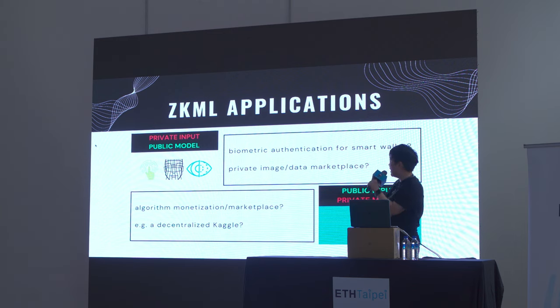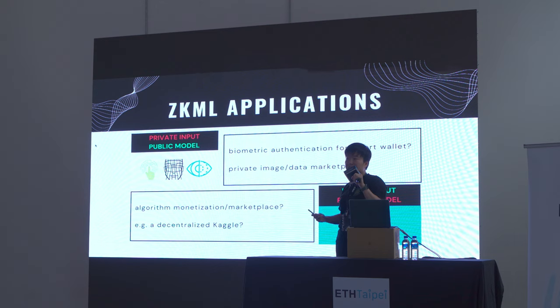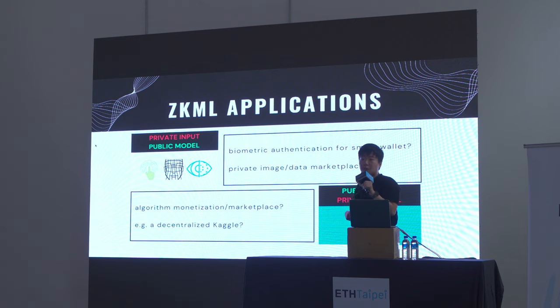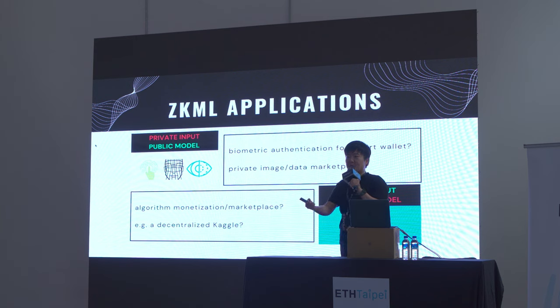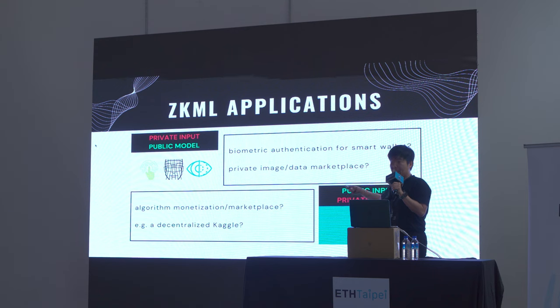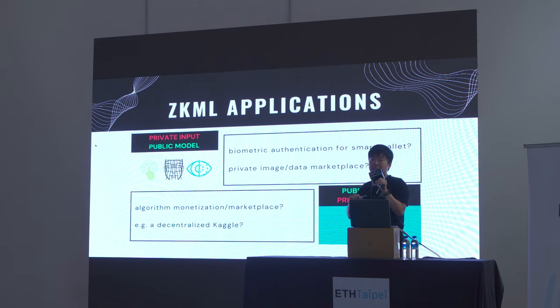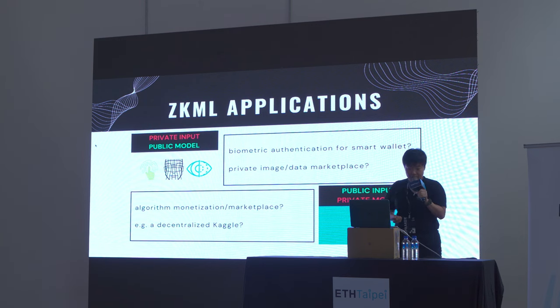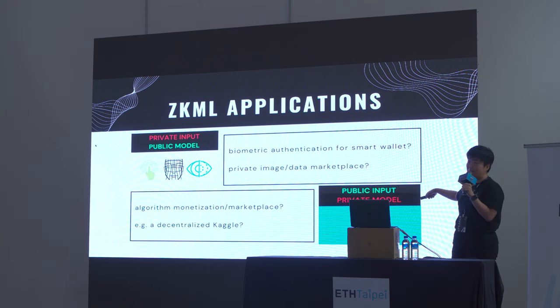Another way is a private image or data marketplace. I want to sell an image to you. How do I prove that I have some image with some property, for example its size, or that what I want to sell you is a photo of a cat? If I already show you the picture directly, then you can just right-click and save or screenshot. So I need some kind of ZKML to hide that input, but at the same time reveal some information to you.